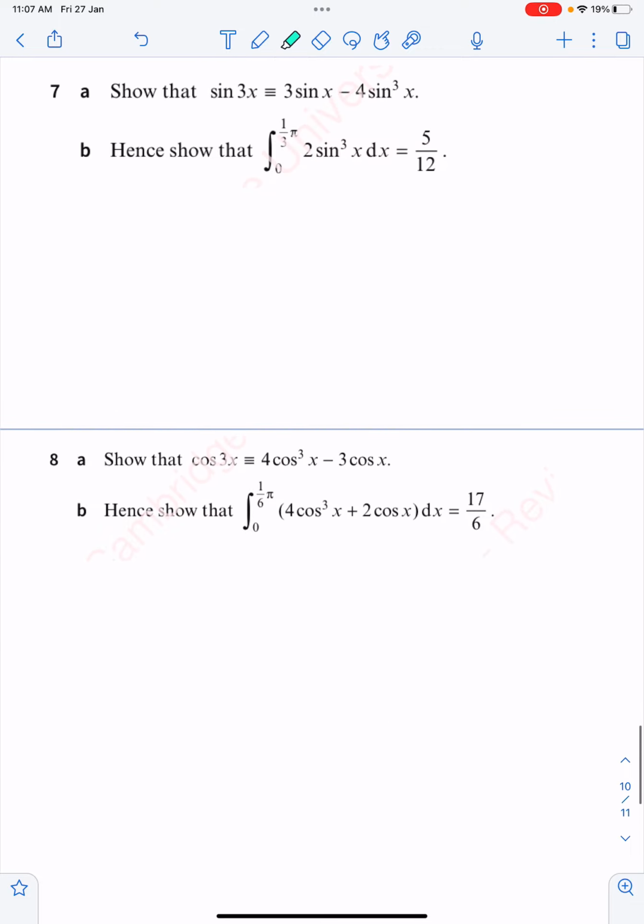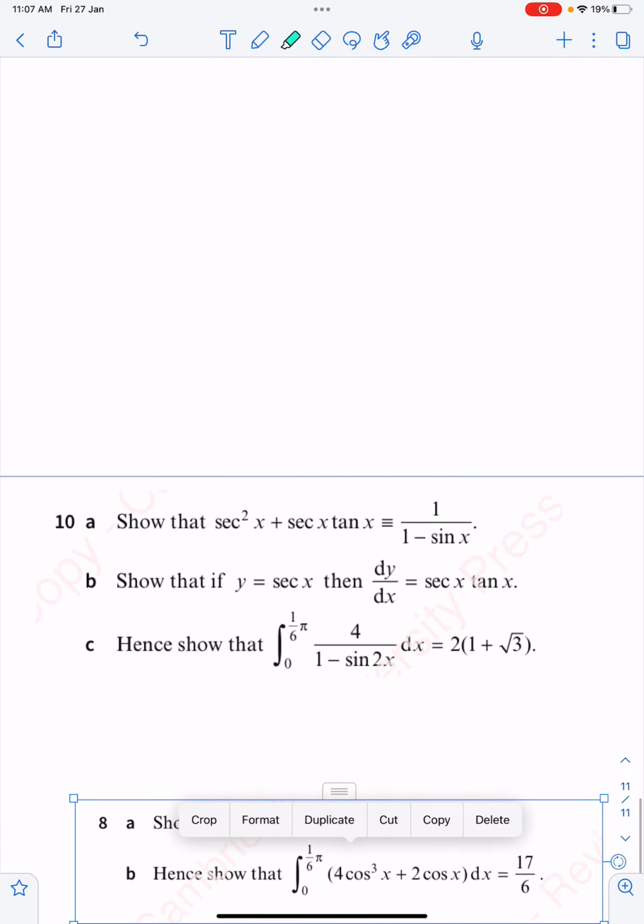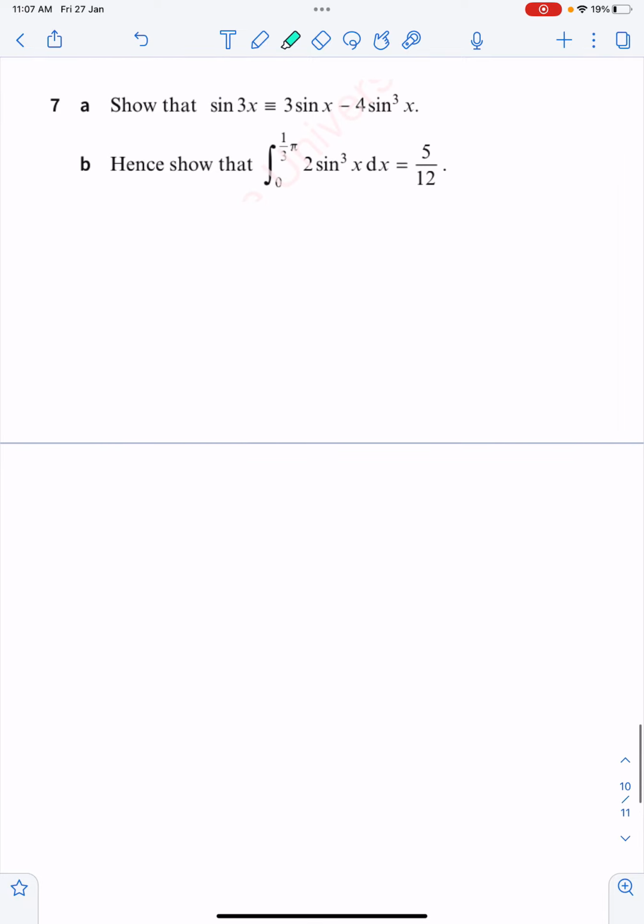Okay, so we have to do 2 more questions now. Question number 7 and question number 8, and maybe 10 as well, depending on the time. Okay, this one.